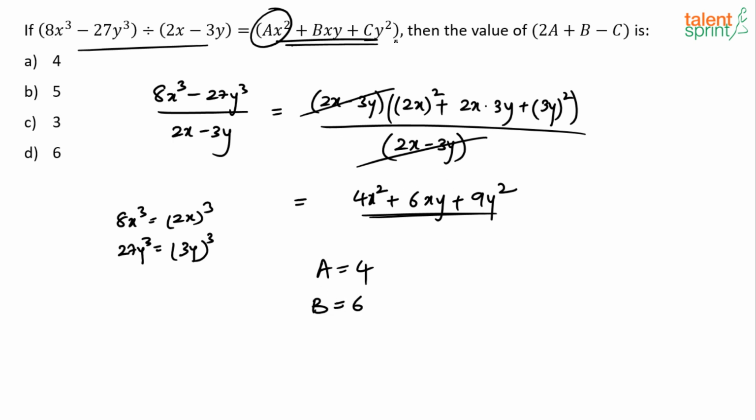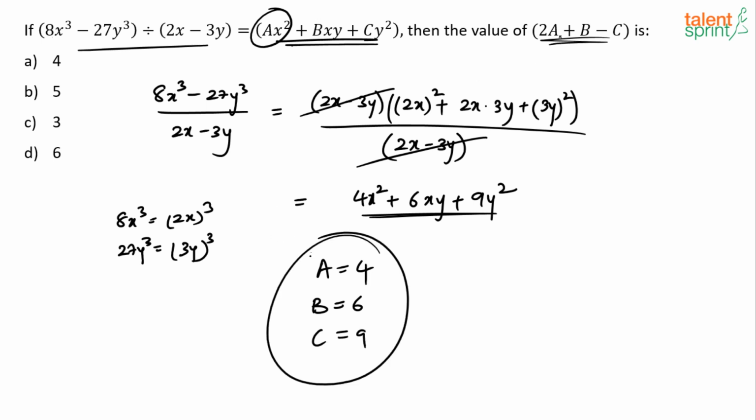Yes. Cy square, 9y square. So c is equal to 9? Yes, that's it. You know all the three values. Whatever has to be calculated can be done now. 2a plus b minus c. 2a is 8 plus b 6. 8 plus 6, 14 minus c. 14 minus 9 is 5. Option B is the answer. Right? Option B, 5 would be the answer.